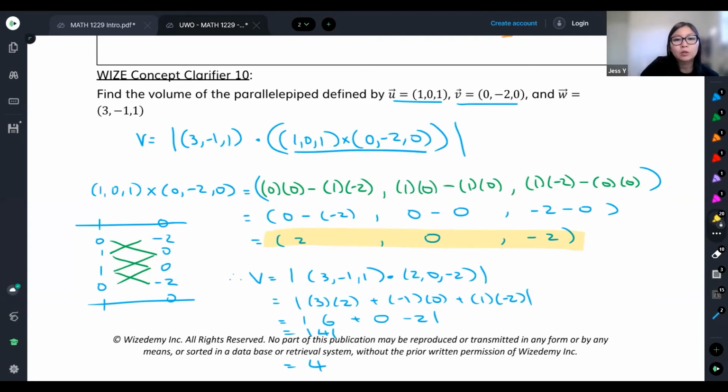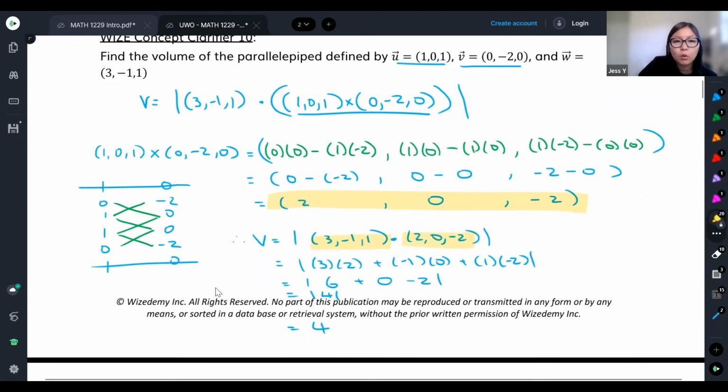And once you have that cross product, we want to find the dot product with our last vector. So (3, -1, 1) dot product with (2, 0, -2). Then you multiply each of those sets of numbers together and add them up. We ended up with positive 4. Since it's already positive, we can just drop those absolute value sticks and it's just 4. If it was negative 4, it would still be positive 4 as our answer, because the volume always has to be a positive volume, okay?